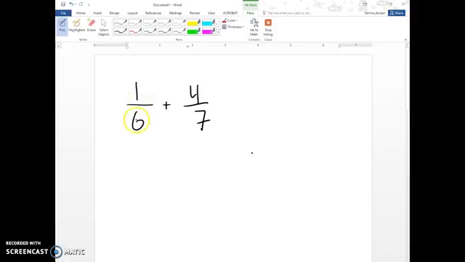What we're going to look at here, we have 1 over 6 plus 4 over 7. Now the issue here, when we add or subtract fractions, we have to have the same denominators, which we don't have here. We have a 6 and a 7. So what we're going to have to do is make fractions that have the same denominator. Generally what we like to do is find what's called the LCD, the least common denominator. What's the lowest common number between 6 and 7?